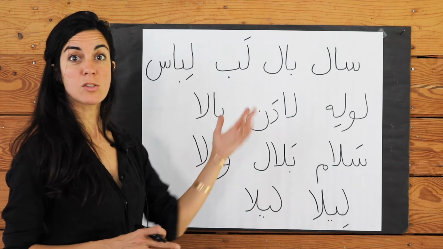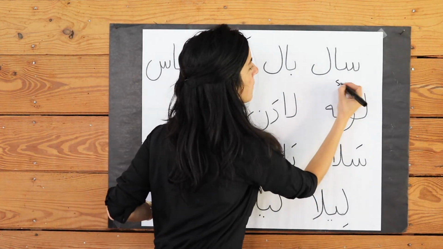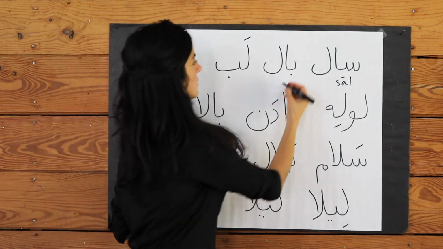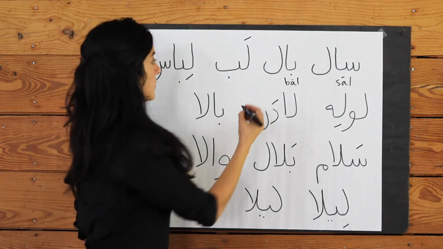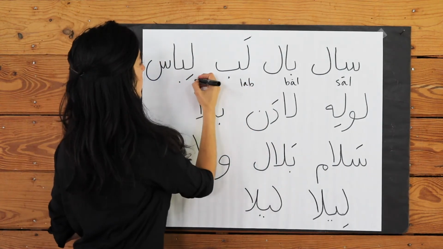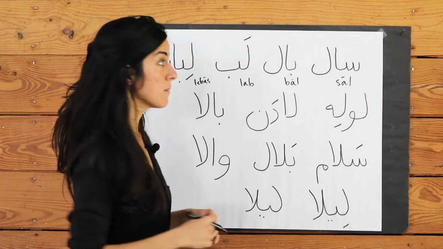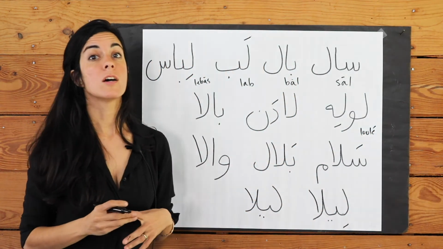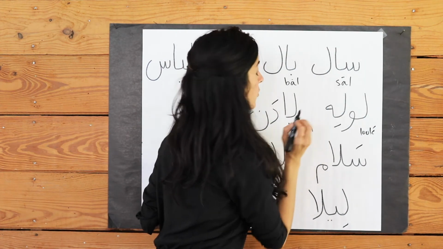So again, let's go over all these. Sal, year. Bal, wing. Lab, lips. Libas, clothing. Lule is a hose. Ladan is a girl's name, specifically our friend Matt's wife's name.